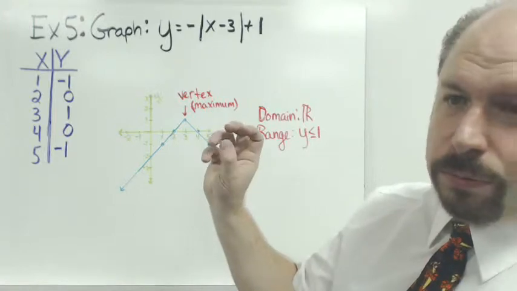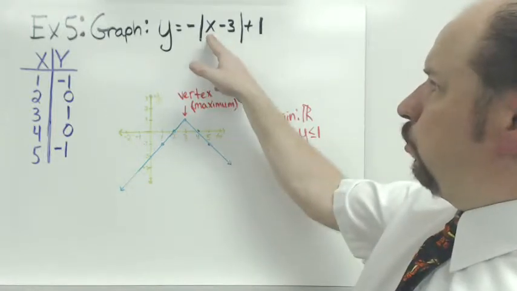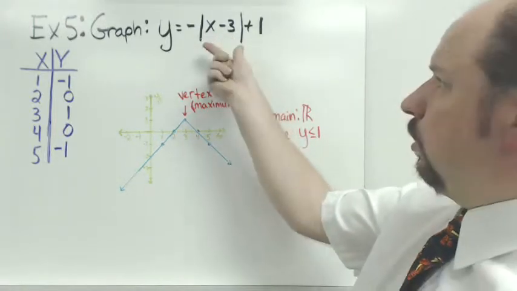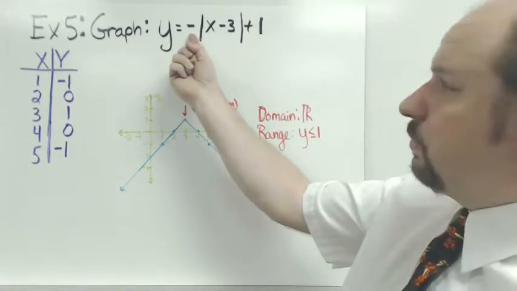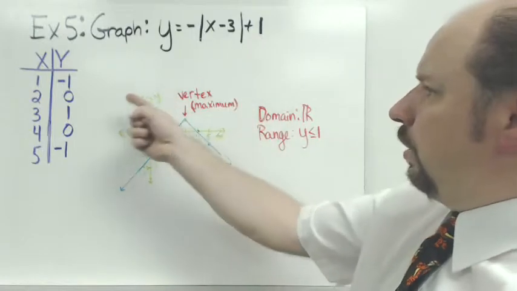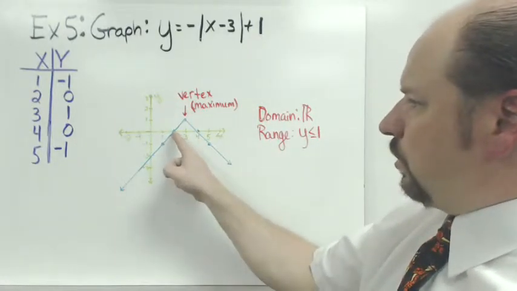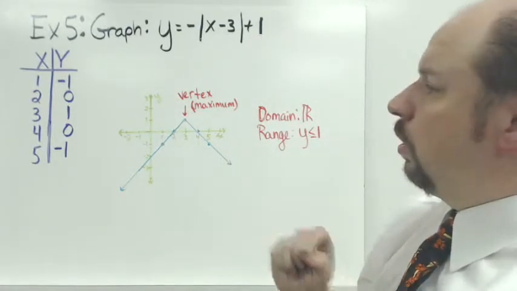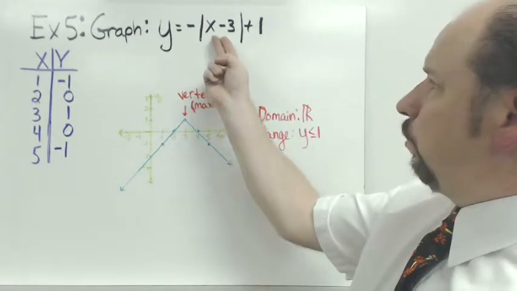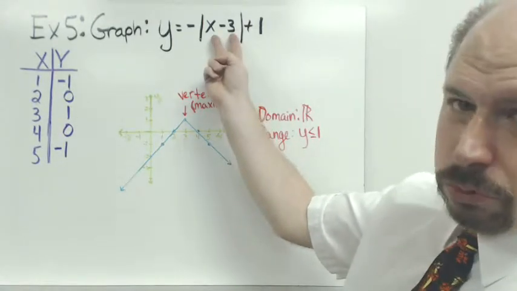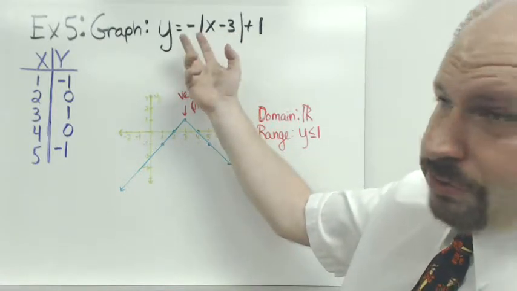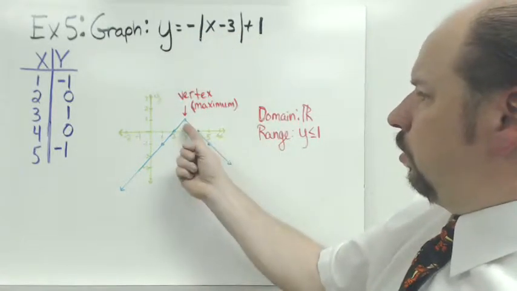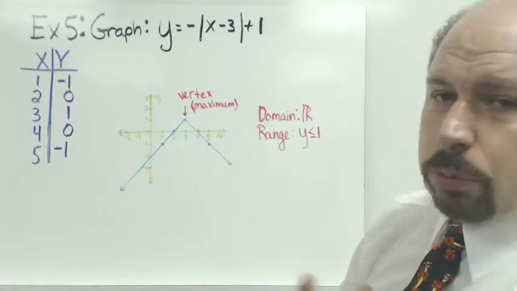Okay, so let's put in positive 2. 2 minus 3 is negative 1. Absolute value makes it positive, but this again makes it negative. So negative 1 plus 1 is 0. So we have the point (2, 0). When we put in positive 3, 3 minus 3 is 0. Well, remember, that's where our vertex is. And the opposite of 0 is still 0. Plus 1 is up here at 1. So we have the point (3, 1).